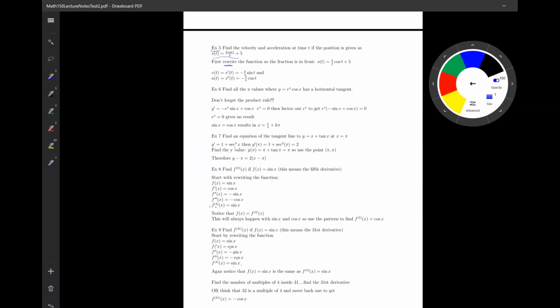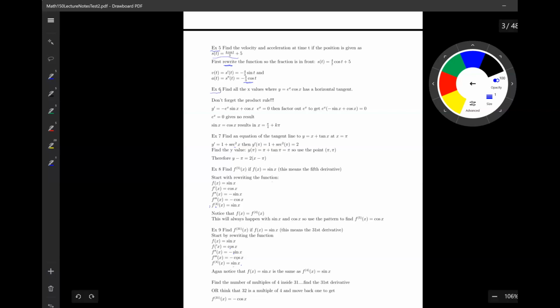So taking the derivative of 4/3 times cosine, 4/3 is a constant, carry it along. Derivative of cosine is negative sine. And you know the derivative of a constant 5 is 0. And then that's the velocity. And then to take the derivative of the velocity gives me acceleration. So taking one more derivative gives me negative 4/3 cosine.